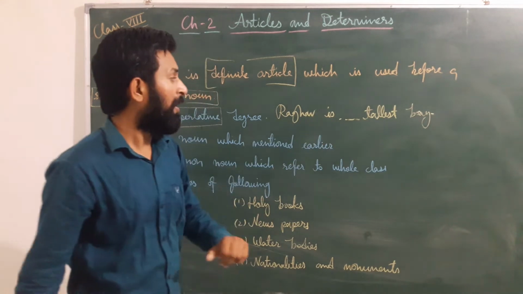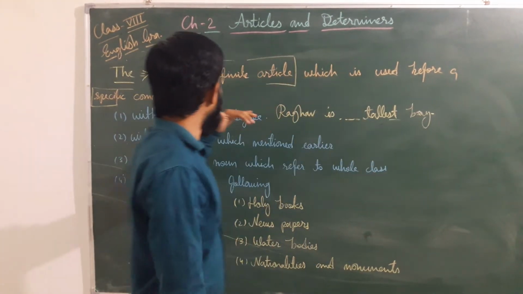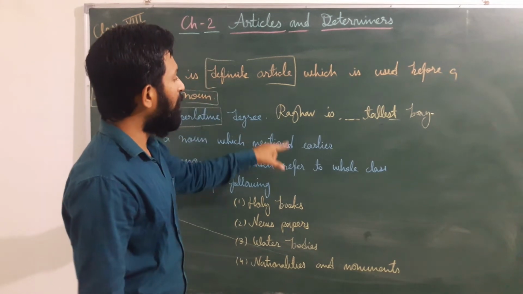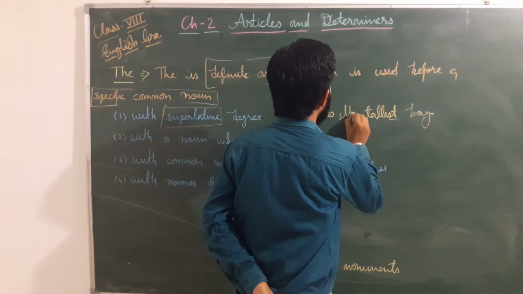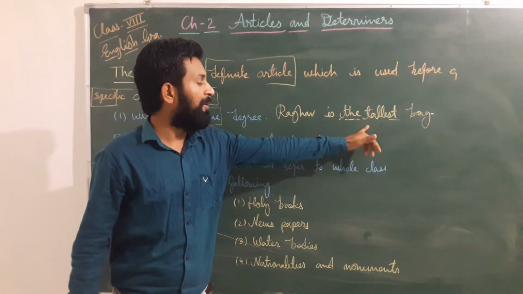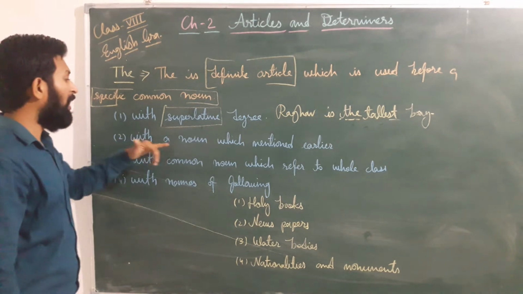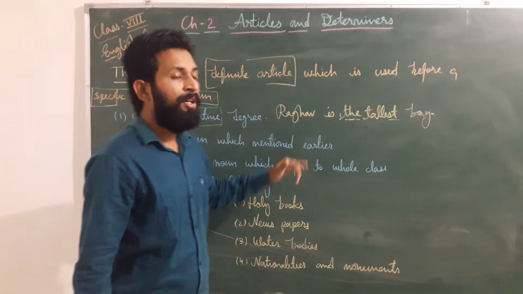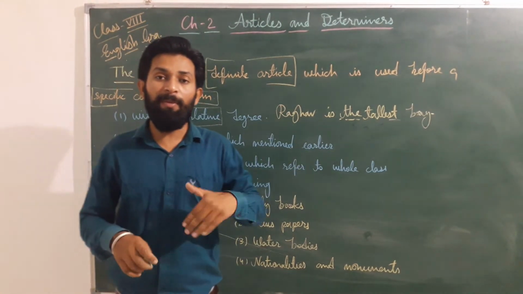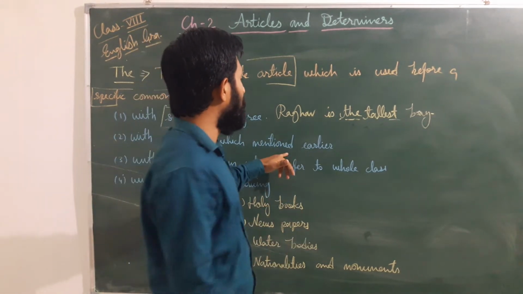Raghav is the tallest boy, and this ST or EST is there at last, then we can say that it is the superlative degree, and before the superlative degree you have to place the. Then Raghav is the tallest boy. Before the superlative degree you have to use the. Case number two, with a noun which is mentioned earlier. If any noun is there, which is already mentioned earlier, with them also you have to write the.